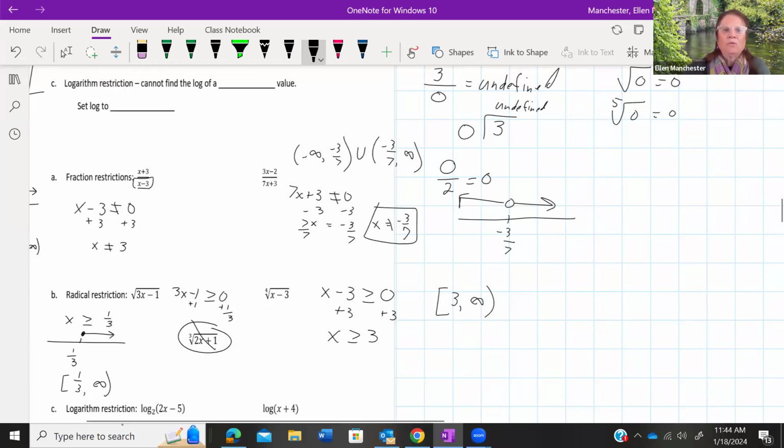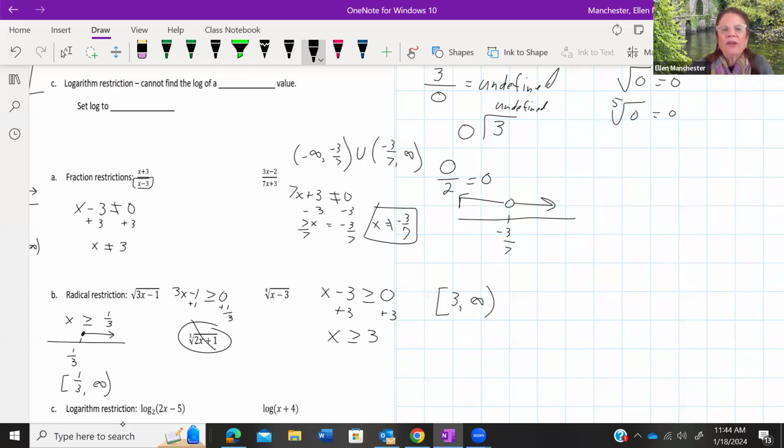Any questions? The even index is a little tiny index number, but it's easily missed. So if you get something with an odd index, there are no restrictions.